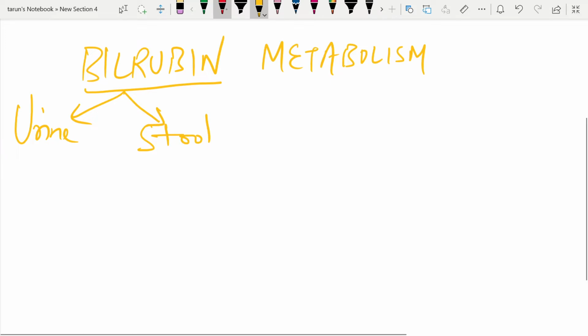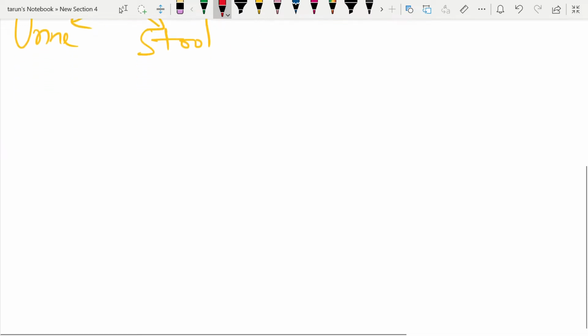So today we'll discuss how it is metabolized in our body, where it is produced, where it goes, and how it is released from our body. So the bilirubin metabolism begins with the breakdown of RBCs.